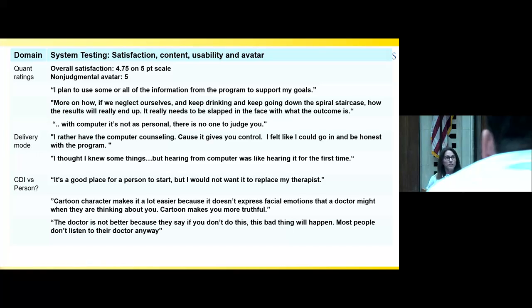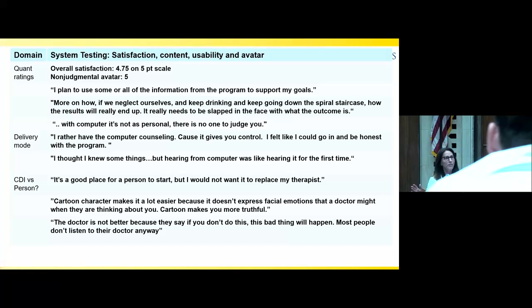I don't have any results of our relapse prevention studies. It's going to be about 18 more months that are left on these various grants. But we've done extensive system testing, avatar testing. You notice the avatars all have big eyes because it's easier to talk with somebody with big eyes because they look more empathic. But I can tell you that as a result of our testing, the overall satisfaction is 4.75 on a 5-point scale, and we did achieve the non-judgmental avatar.